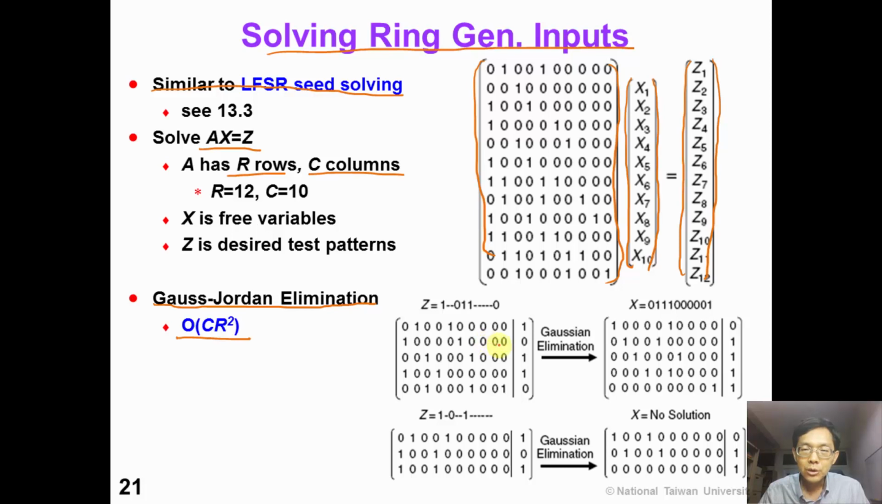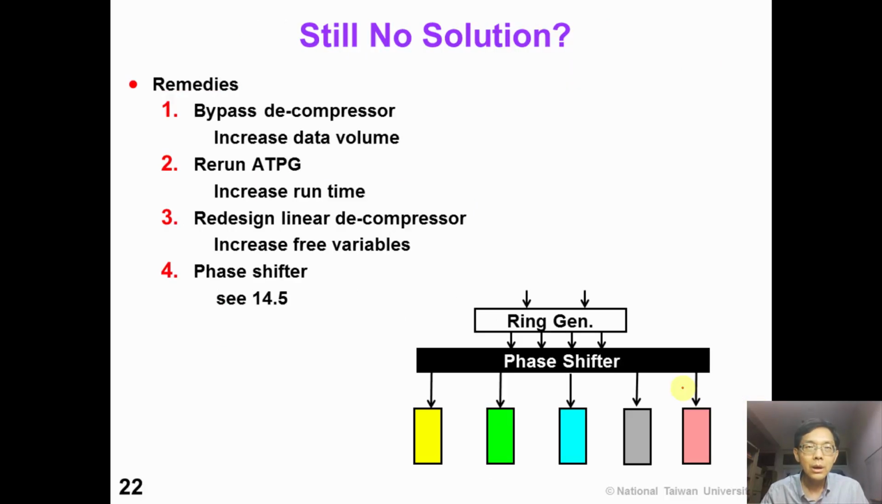The picture shows 2 examples of solving a linear equation system using Gauss-Jordan elimination. Sometimes we are lucky, we can find a solution successfully. But sometimes we are not so lucky. We cannot find the solution. So what can we do if we find no solution for the ring generator?